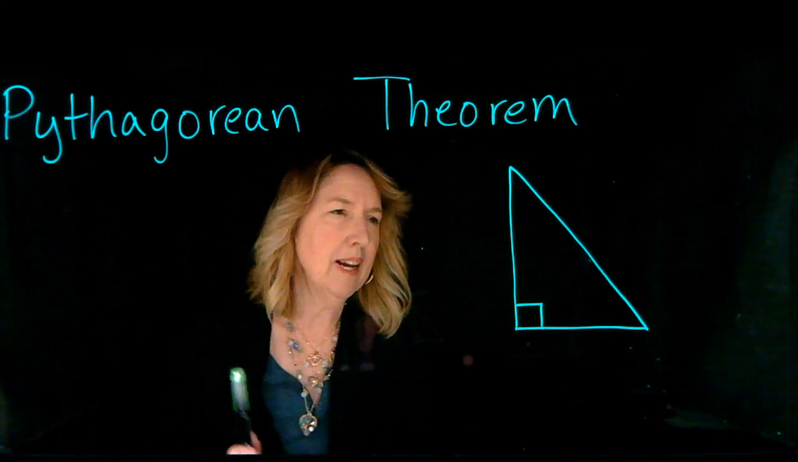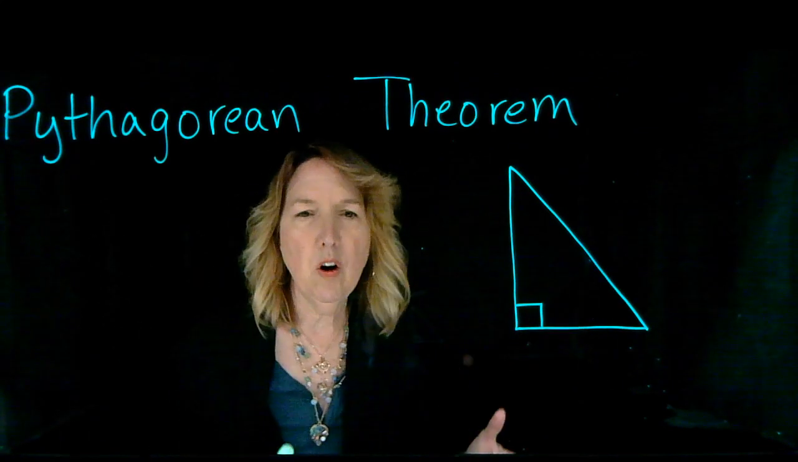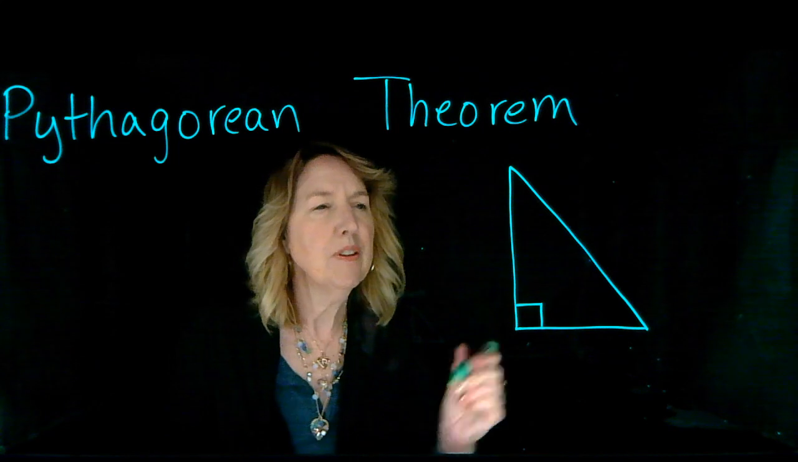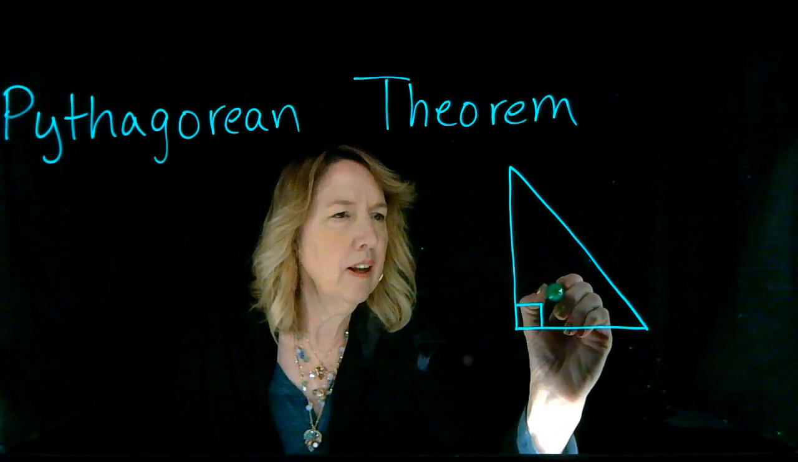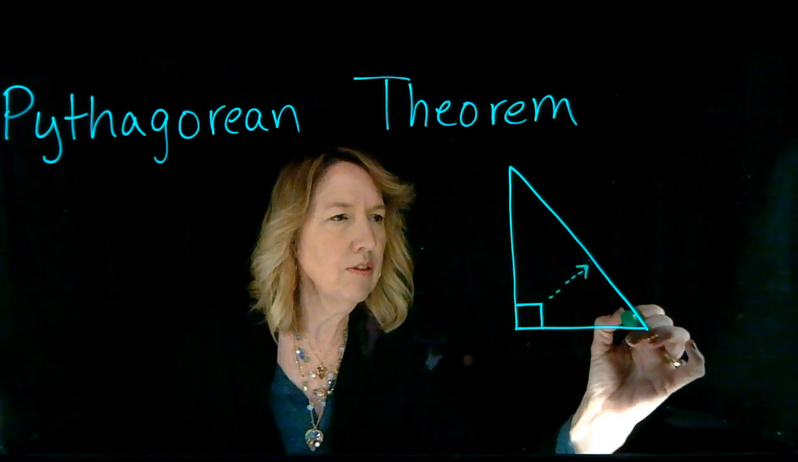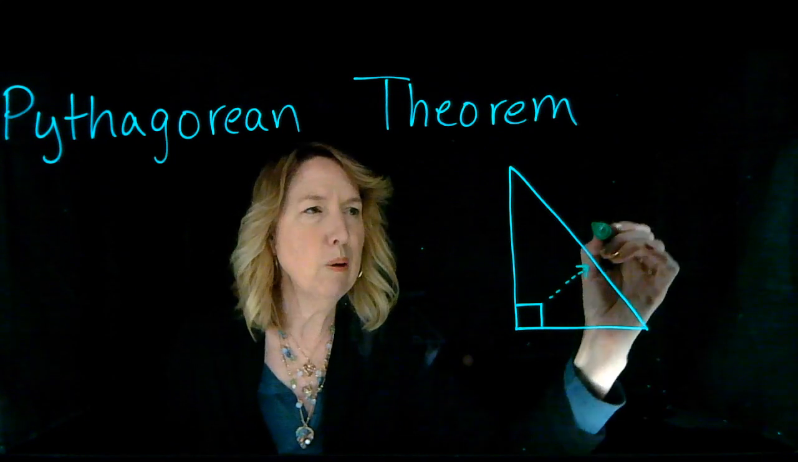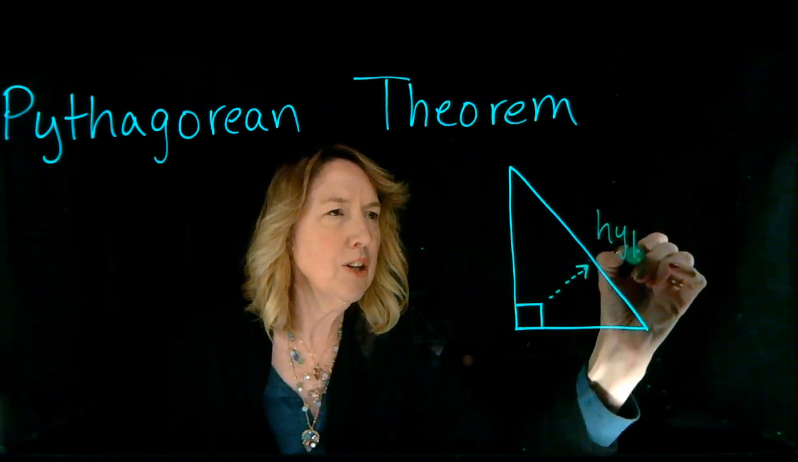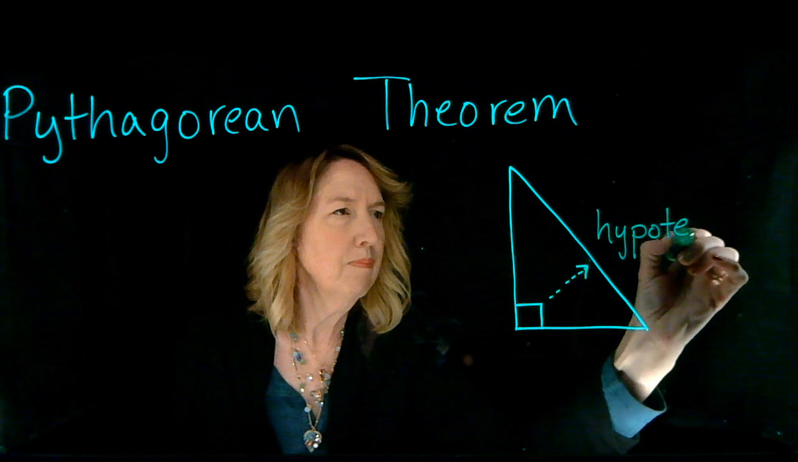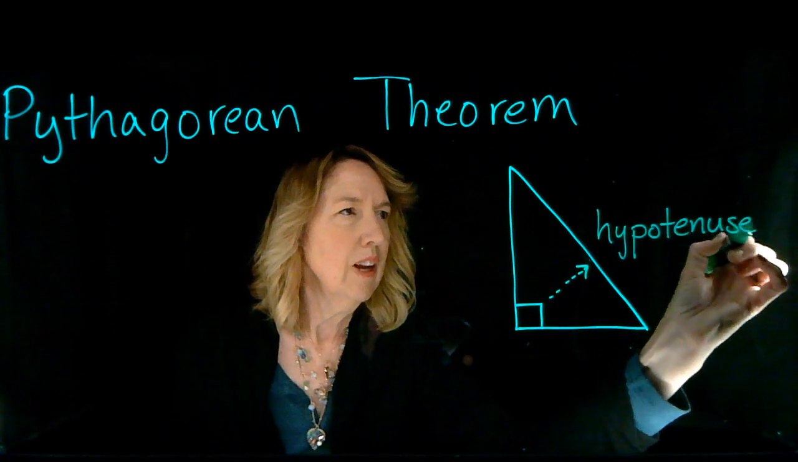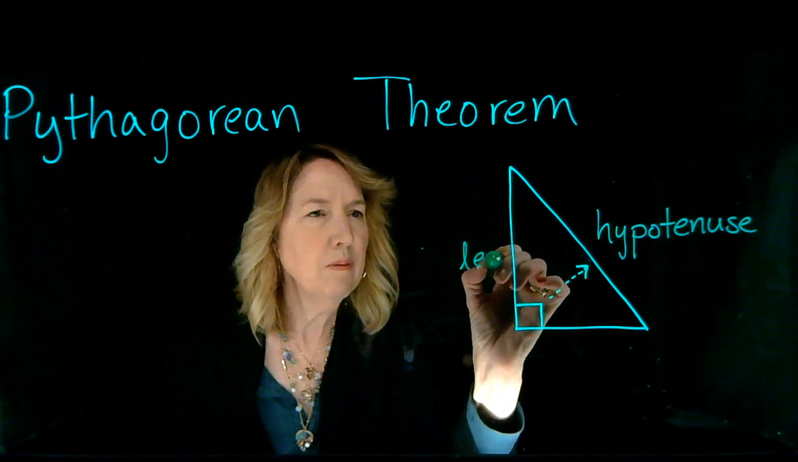Right triangle again. All of the sides can be called legs. However, the side opposite this angle, it's the longest side, and so it has a special name. We call it the hypotenuse. And we'll just call the other two legs.